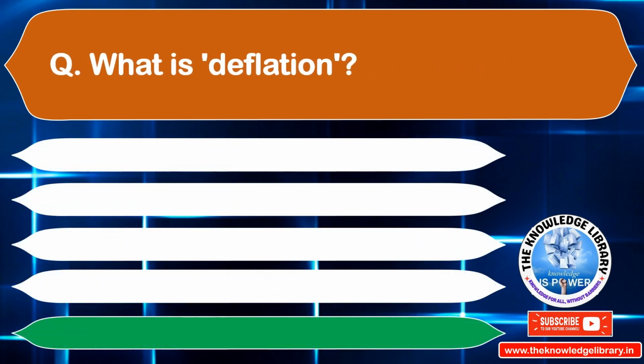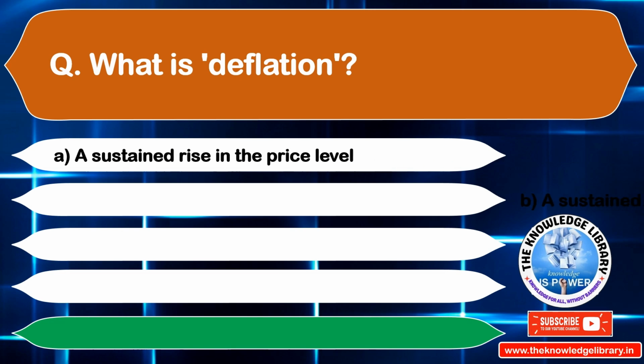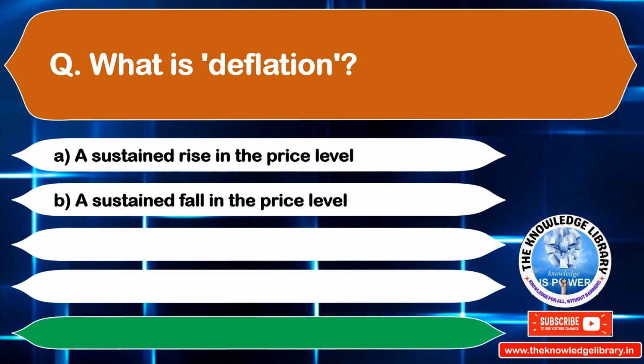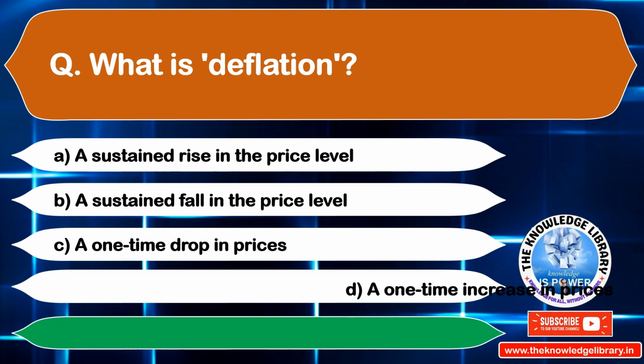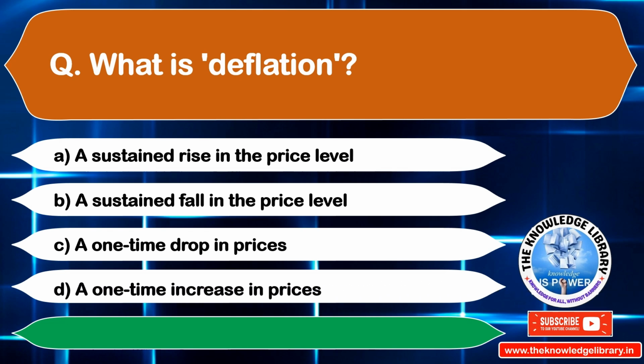What is deflation? Option A, a sustained rise in the price level. Option B, a sustained fall in the price level. Option C, a one-time drop in prices. Option D, a one-time increase in prices. The correct answer is option B, a sustained fall in the price level. Move to the next question.